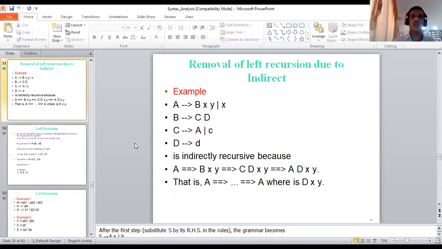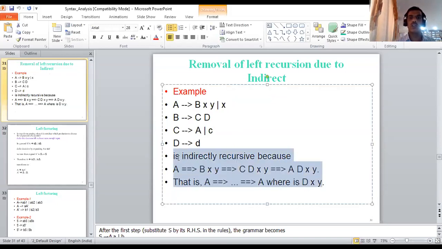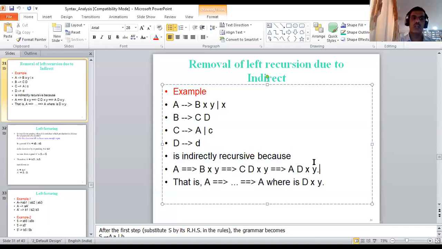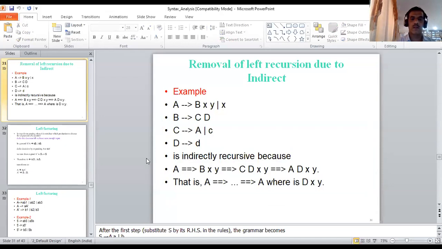If at all you have, please note. Now, how does the left recursion occur here in this case? If I hide this one, don't look at this. You can just identify where is the possibility of left recursion. A tends to BXY, and B tends to CD, and C tends to A. So when you apply, A gives B, B gives C, and C gives A, so you'll get A again. That is indirect left recursion. So you have to remove this indirect left recursion and then move further. Am I clear? Yes, sir.